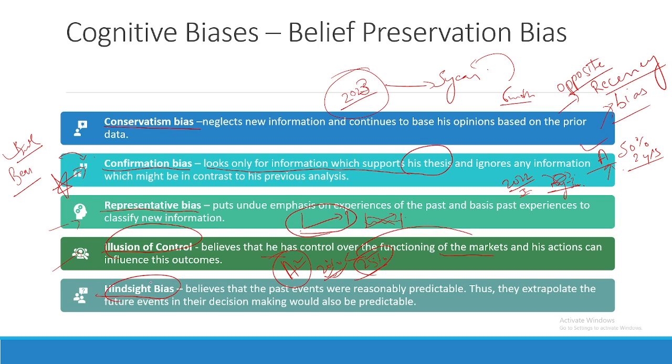Another bias that is very common is hindsight bias, where people believe that past events were very reasonably predictable, and then they believe that using this information they can also predict events going forward, which will distort their analysis. For example, in March 2020, when the markets suddenly tanked and then went up, I think the bottom was around 7700, and it just happened in like 3 days.